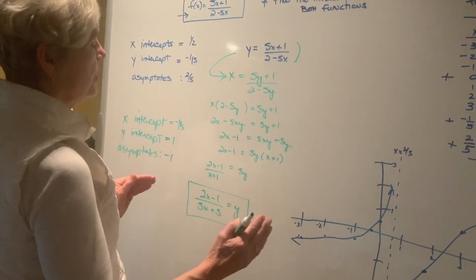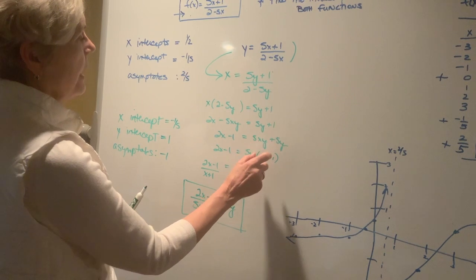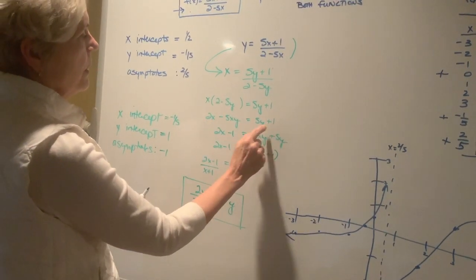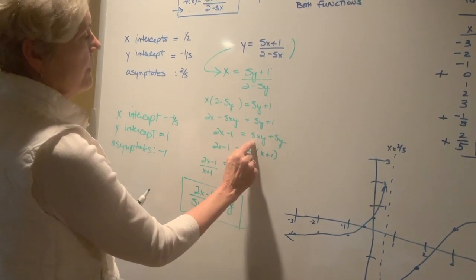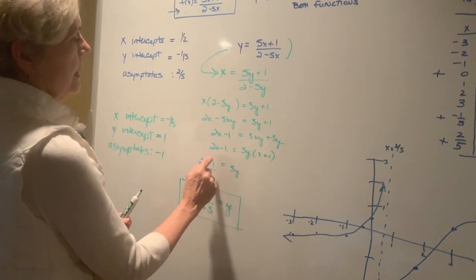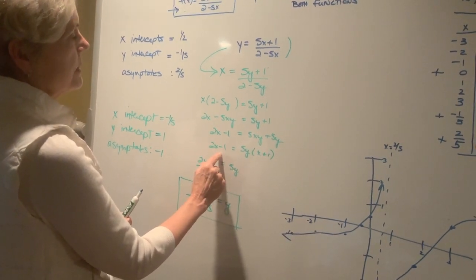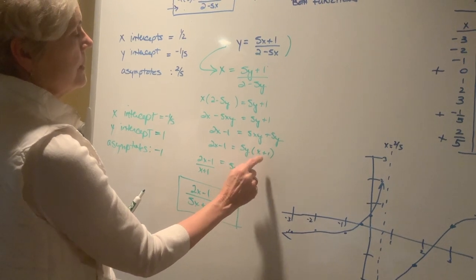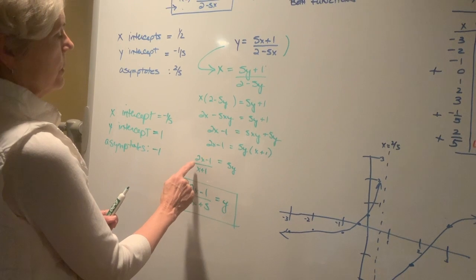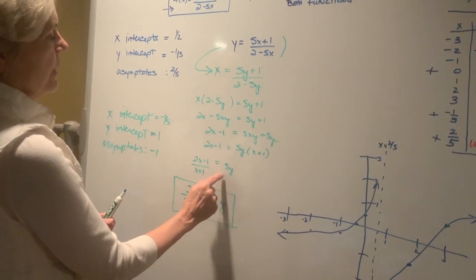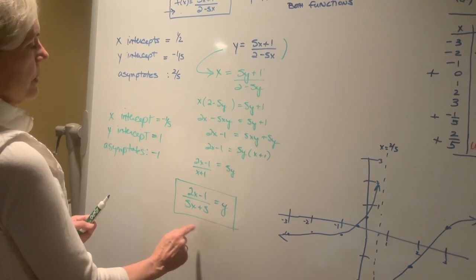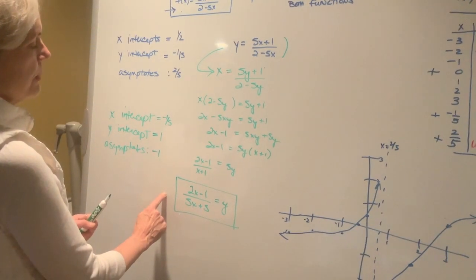Again, moving terms to like terms, we get 2x, bring the 1 over, minus 1. We're going to move the 5x over here, 5xy, we have 5xy plus 5y. Continue simplifying, 2x minus 1 equals 5y times the quantity x plus 1, and then we divide, we get (2x minus 1) over (x plus 1) equals 5y. And the final solution of the inverse is y equals (2x minus 1) over (5x plus 5).